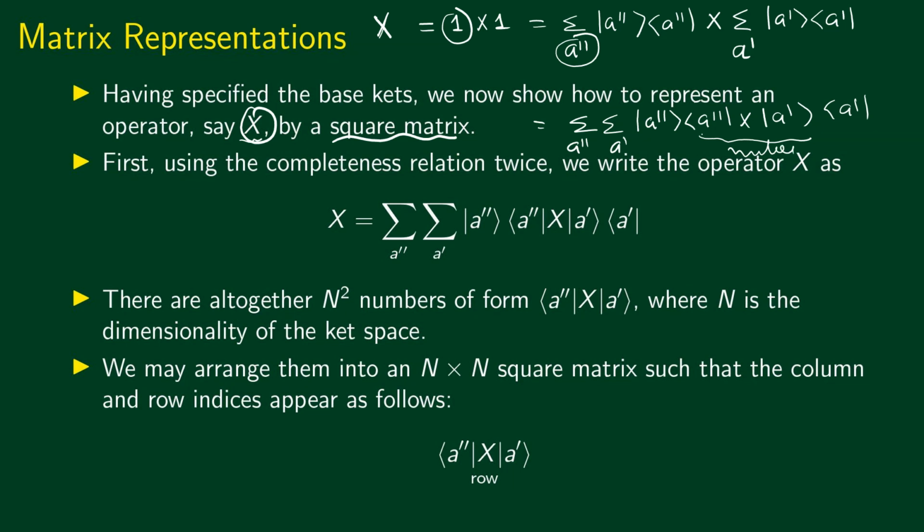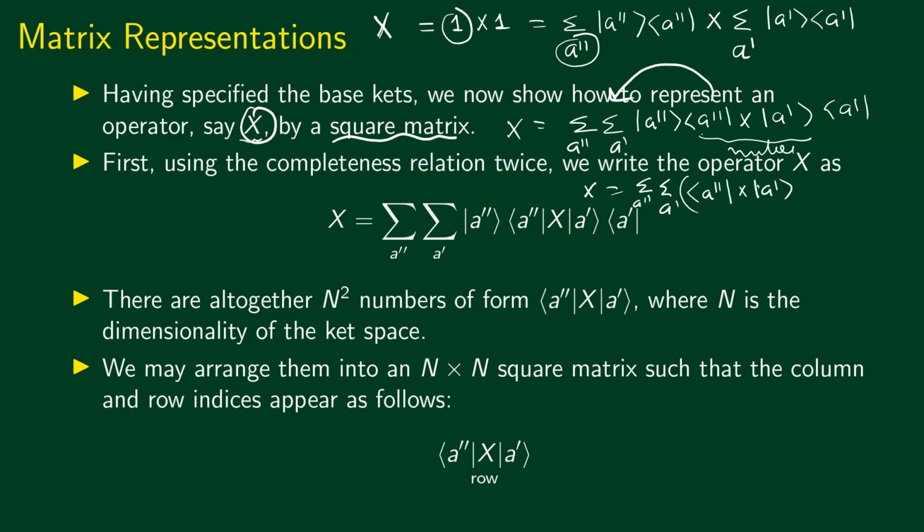You could put it to the right of a ket or left of a ket, it doesn't matter where. Okay, so let me take this number to the left of this thing. Now I am writing, remember I started with this x. So now I can write x equal to sum over a double prime, sum over a prime, and I have here bra a double prime x ket a prime.